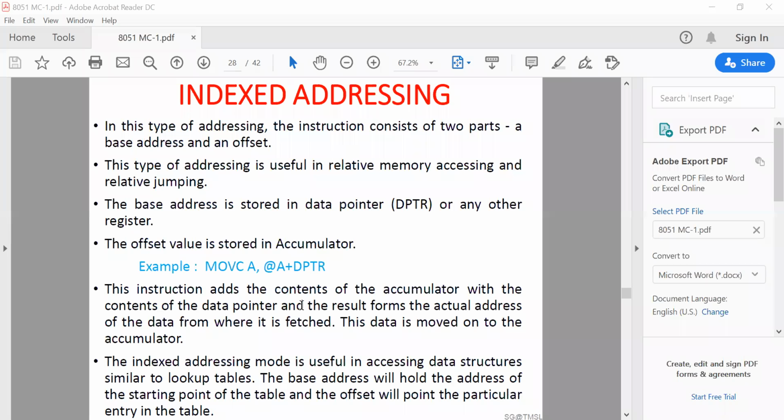That's why, just to access the different lookup tables, you need to always use the indexed addressing mode, because lookup tables are always stored inside the ROM. Lookup tables are not stored inside RAM. Okay, it is always stored inside ROM. Now to access that ROM, you can only use the indexed addressing mode. Okay.